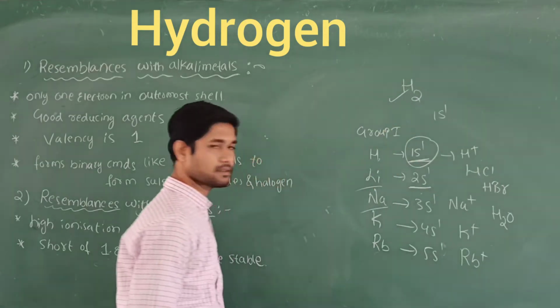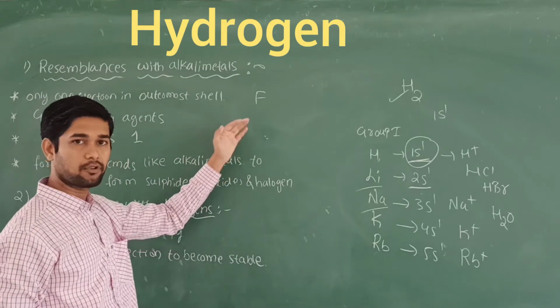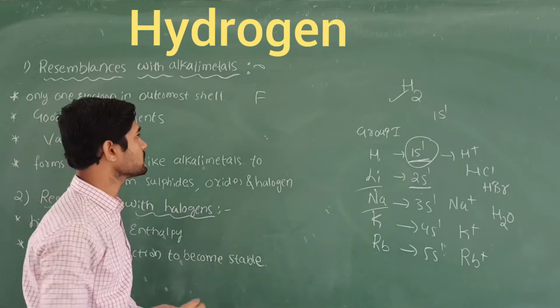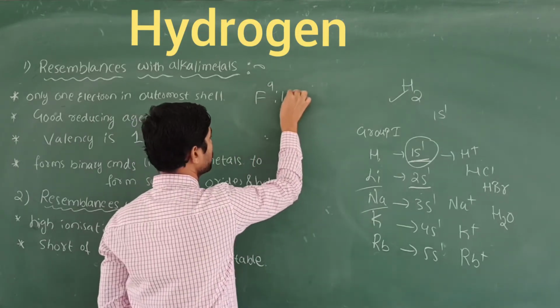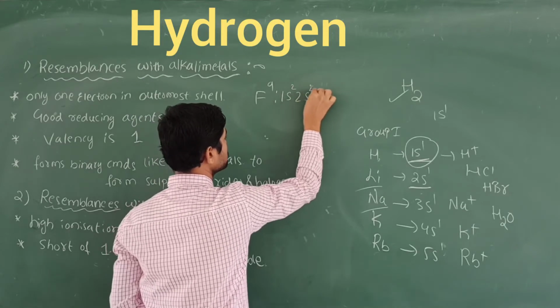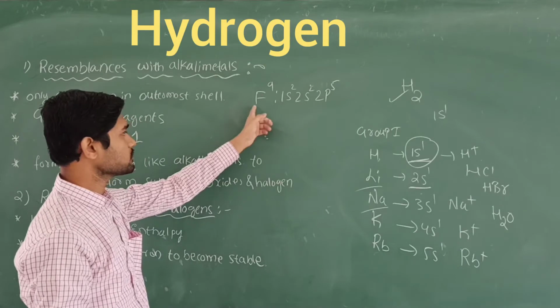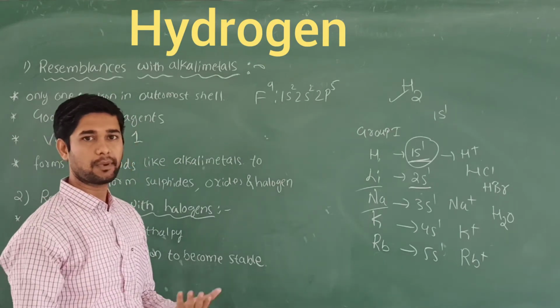Suppose I take fluorine, you know this one, that comes under the halogens: fluorine, chlorine, bromine, iodine. So these elements come under the halogens. Fluorine has atomic number 9. If I write the electron configuration, 1s2, 2s2, 2p5. Its nearest noble gas would be neon, the noble gas element.